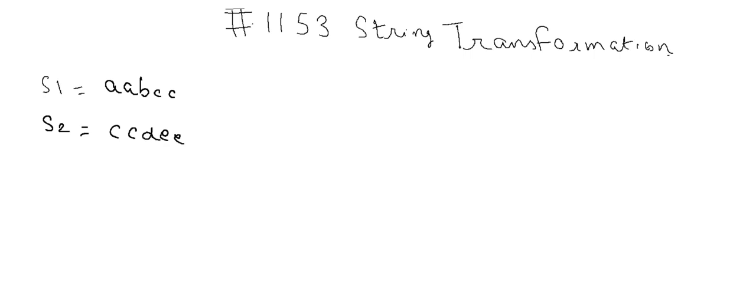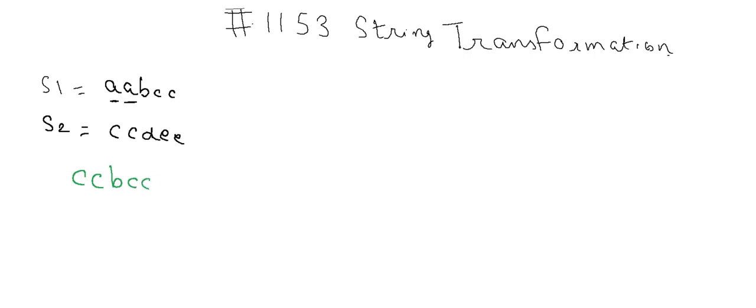So for example, if you are replacing this a with c, then you need to replace all the occurrences of a with c in one conversion. So if I'm replacing this a with c, I have to replace all the occurrences of a with c in this string, and so my resulting string will be this.